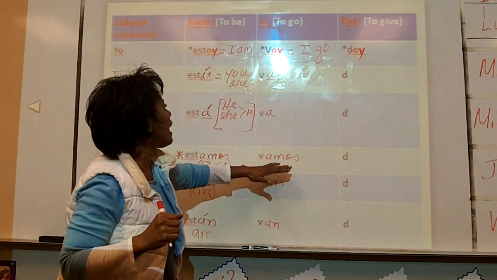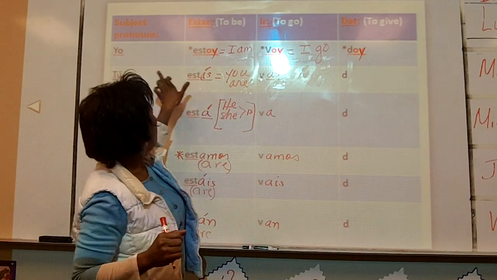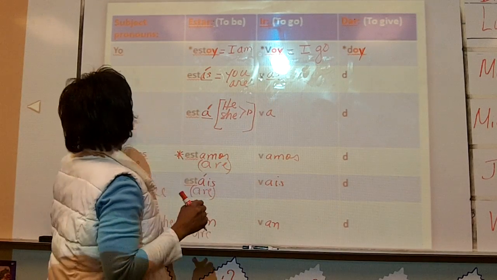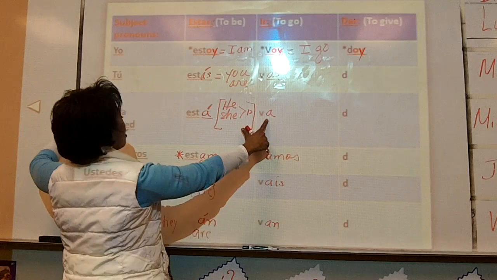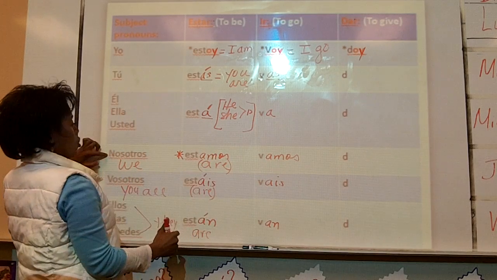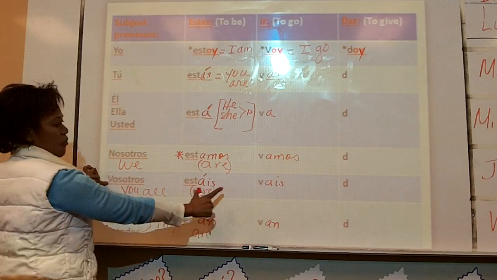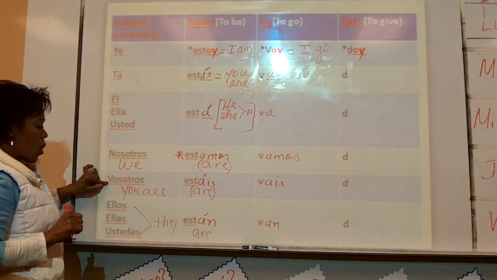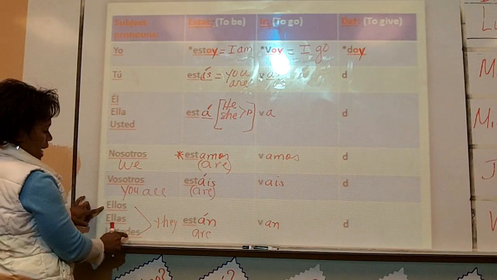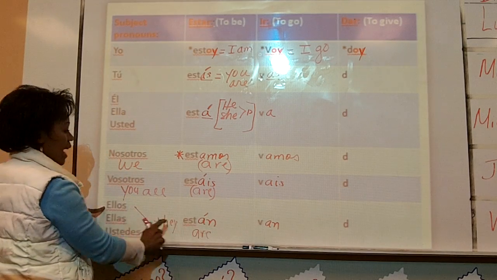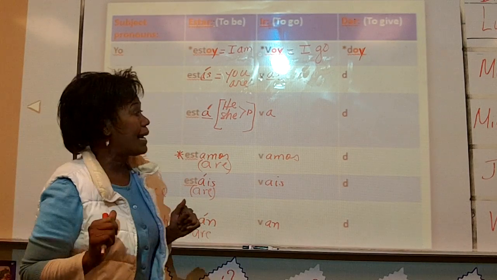Okay, what does this mean? Again, yo voy, I go. Tú vas, you go. Él, ella va, he, she goes. Nosotros vamos, we go. Vosotros vais, you all go. Ellos, ellas, ustedes van, they go. Okay, last verb.